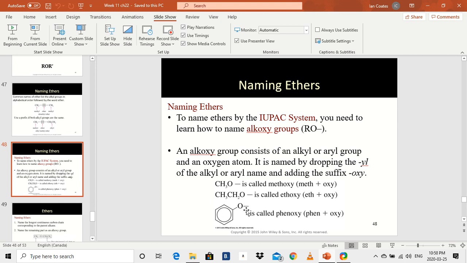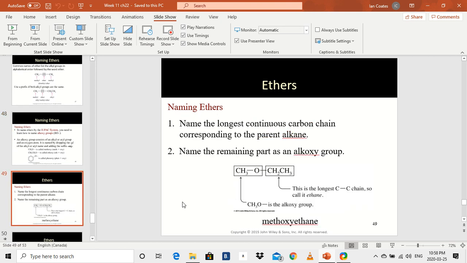Look at this one. Phenoxy. Methoxy, ethoxy, phenoxy. So here's the key to naming an ether. Name the longest continuous carbon chain corresponding to the parent alkane. Name the remaining part as the alkoxy group. So let's have a look here. This is obviously an ether. That's how you identify the functional group. Ether means I'm going to have an oxy somewhere. And here I've got a methyl, and here I've got an ethyl.